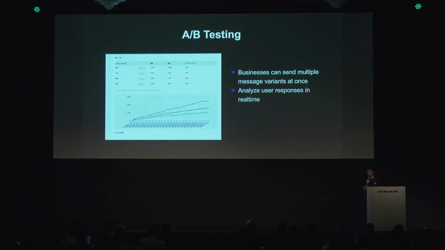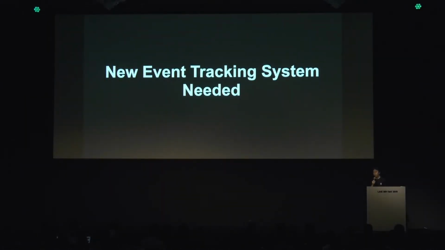Another renewed feature is the A/B test function for message broadcasting. In one broadcast of a message, various variations can be set for each segment to see which variant was most effective in creating user reaction. And you can check such statistics. And of course, these statistics are also updated in real time.